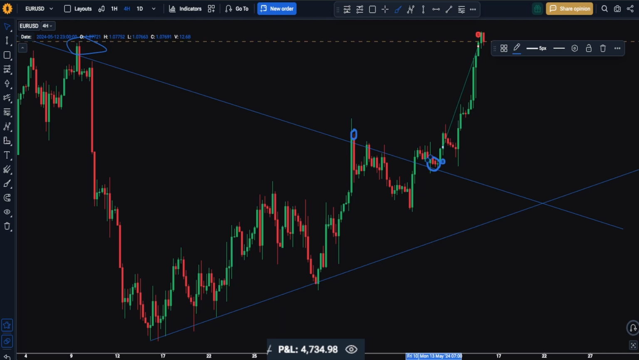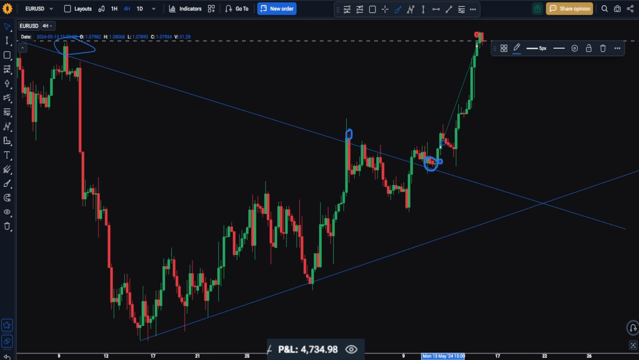And number 4, we have a bullish reaction candle. This engulfing bullish candle at the retest showed clear defense of the level. And number 5, entry precision. Entering on the retest rather than the breakout provides superior risk reward.